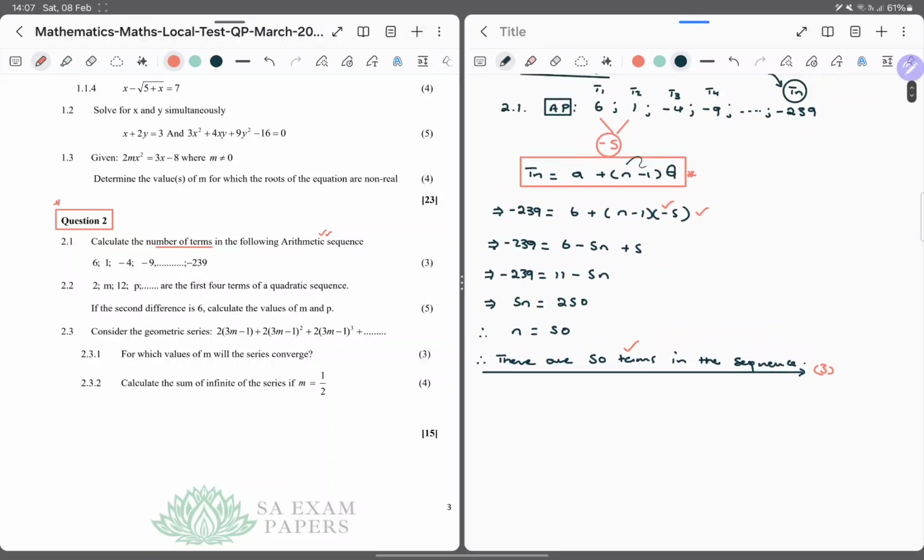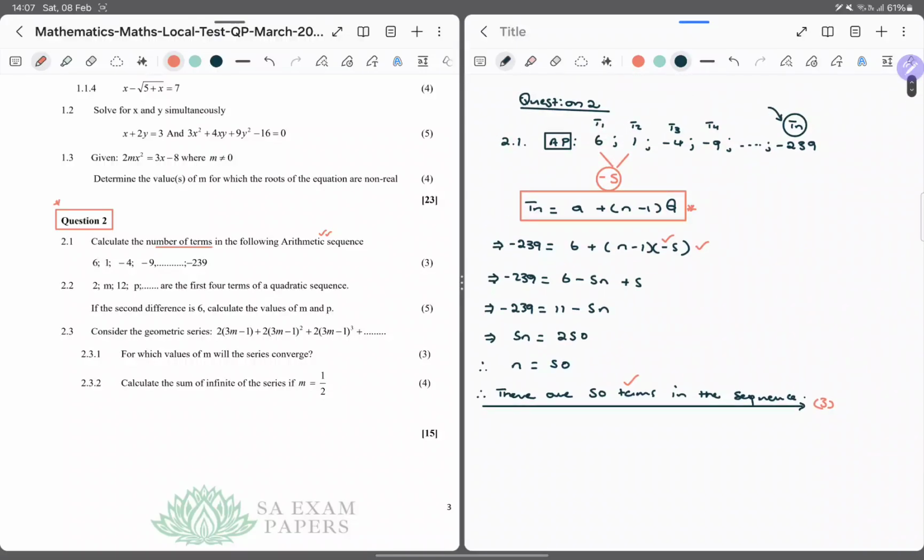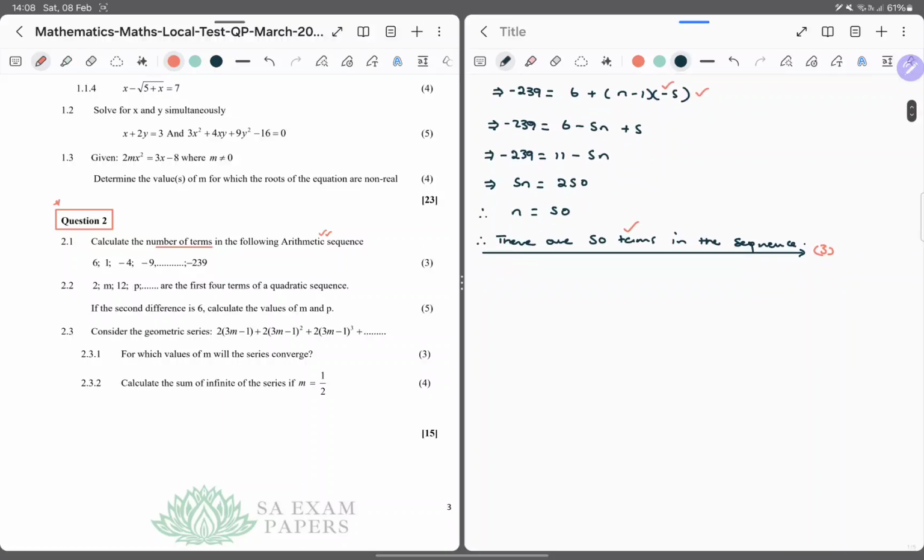So the key here is writing the correct formula, doing the correct substitutions, and calculating correctly. Otherwise, you don't know how you're going to check this. It's not easy. But you can check it by finding out if there's 50 terms, you're saying that is T50. You just solve for T50 using this formula. That's another way of checking. And if you get minus 239, that proves that we also got it right. Perhaps that's how you would check that answer.